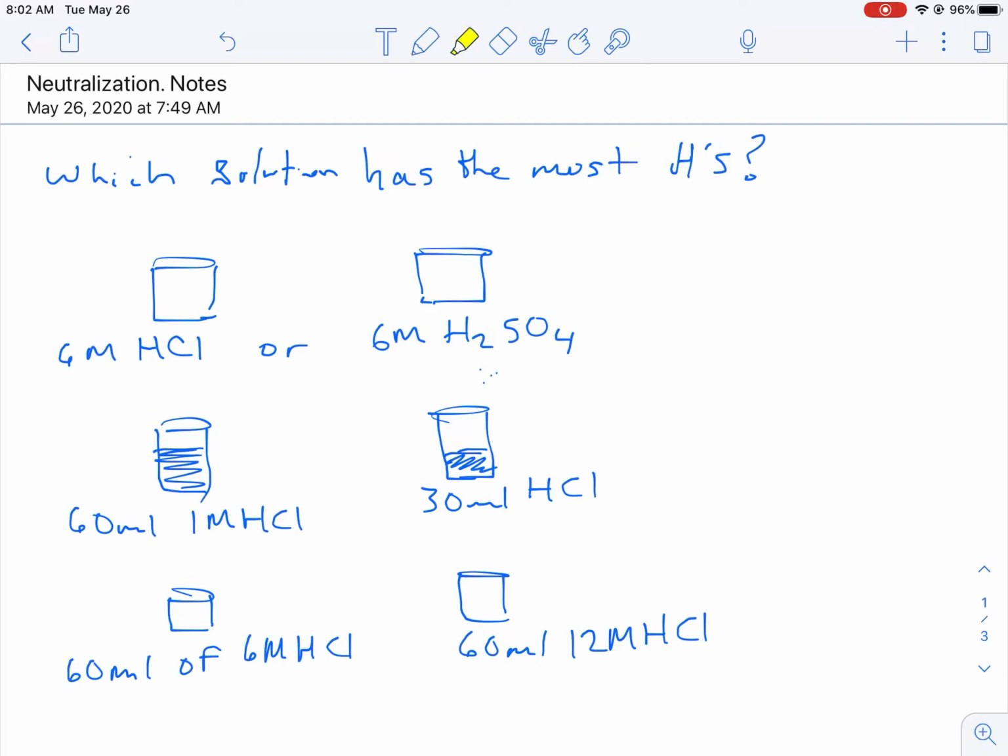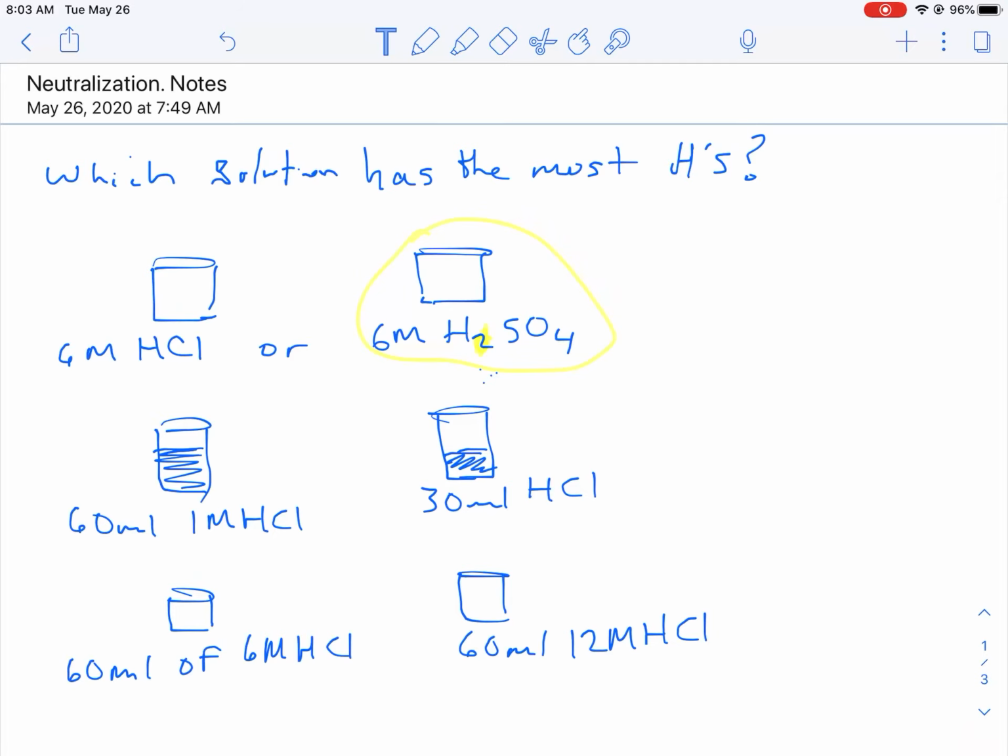So for the first question that we have here: which solution do you expect would have the most H's? I'll give you a few seconds to think about it. We have two choices, 6 molar HCl or 6 molar H2SO4. Well, hopefully you answered the question and said to yourself, all right, what's different about these two things? Is it the volume of the container? Is it the molarity of the container? Or does it have something to do with the formula? Hopefully you notice this right here. And because of this, you have two of these. This one has more H's floating around in it.